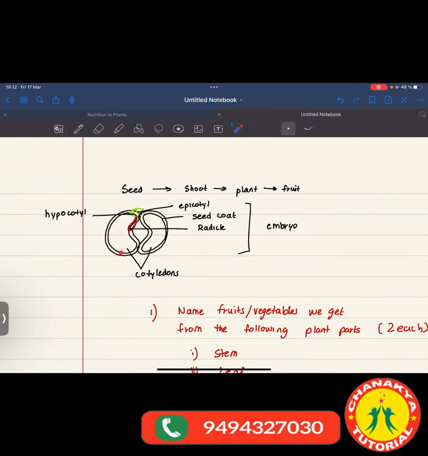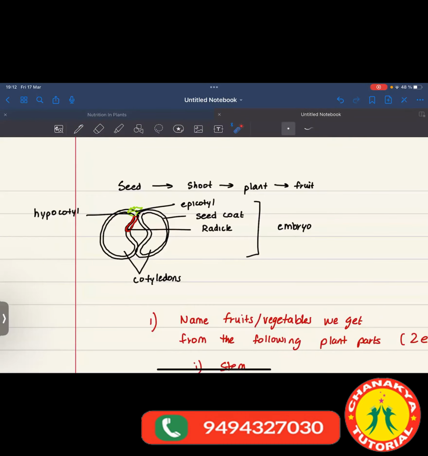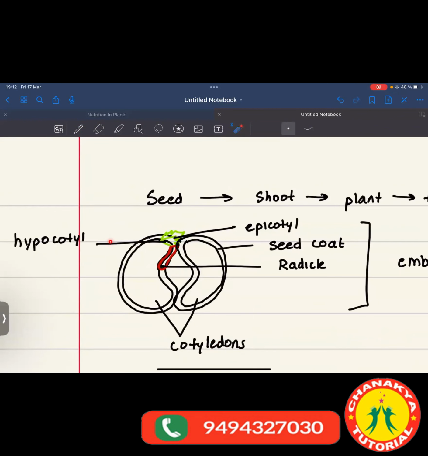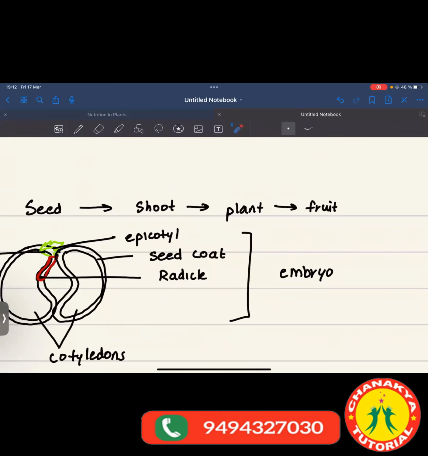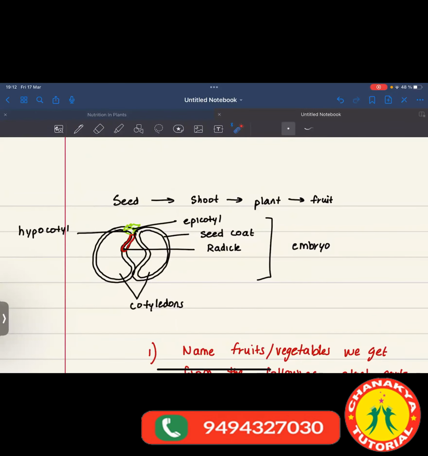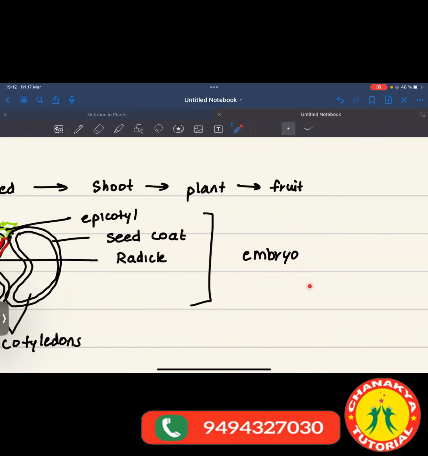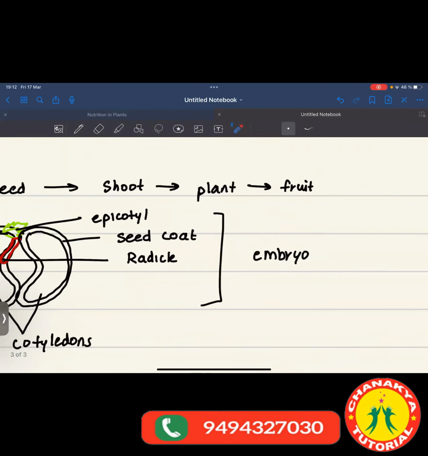So these are the different parts of the seed. You know that when you put a seed in the soil, it grows into a small shoot, and then it grows into a plant, and then it grows into a fruit. Before growing into a shoot, it is a baby that is called an embryo. The embryo will develop into the plant and the fruit.